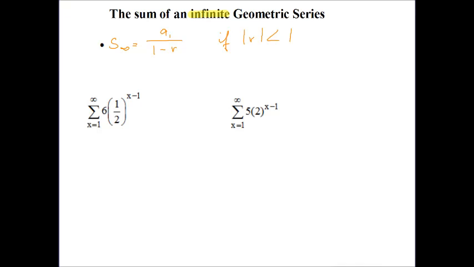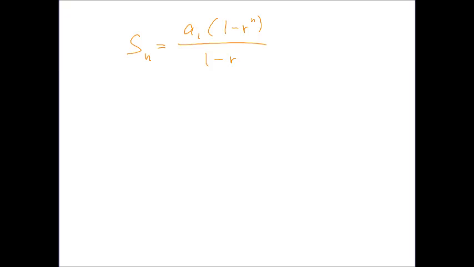Why, you may ask, is that only possible for the absolute value of r less than 1? Well, let's take a look at the formula that we used before for our finite geometric series. Our r gets raised to the nth power. What happens then if the absolute value of r is less than 1? Let's look at an example.